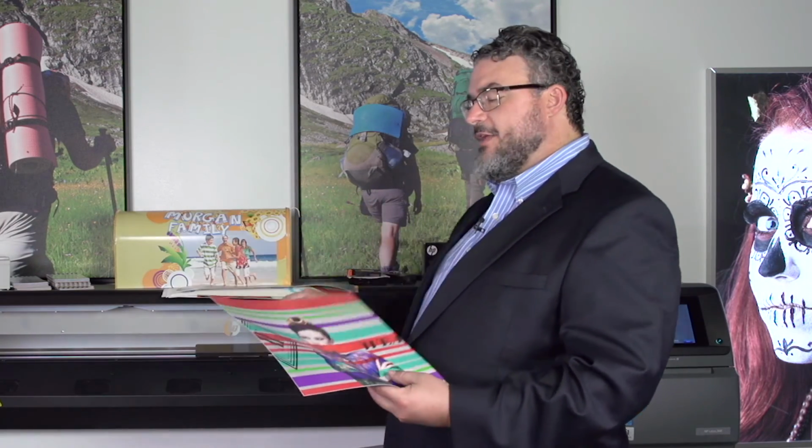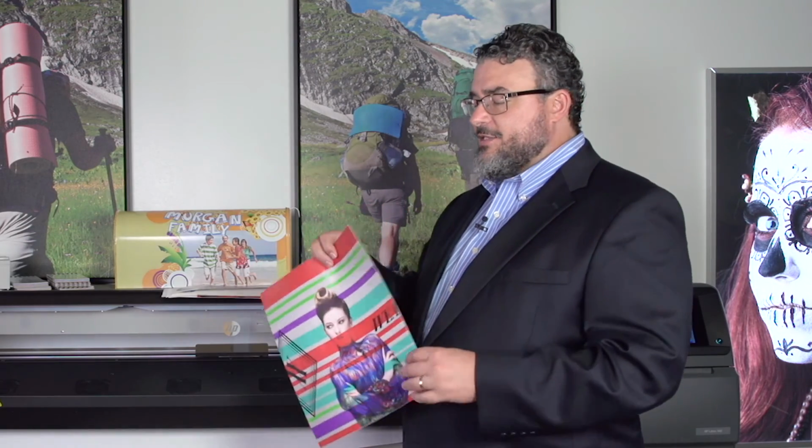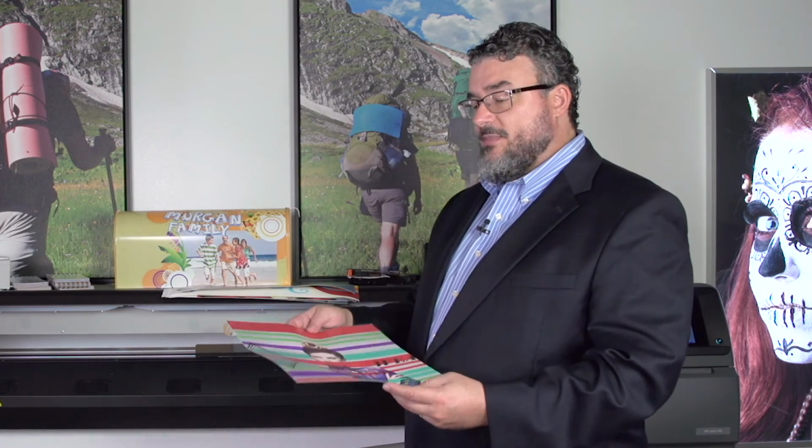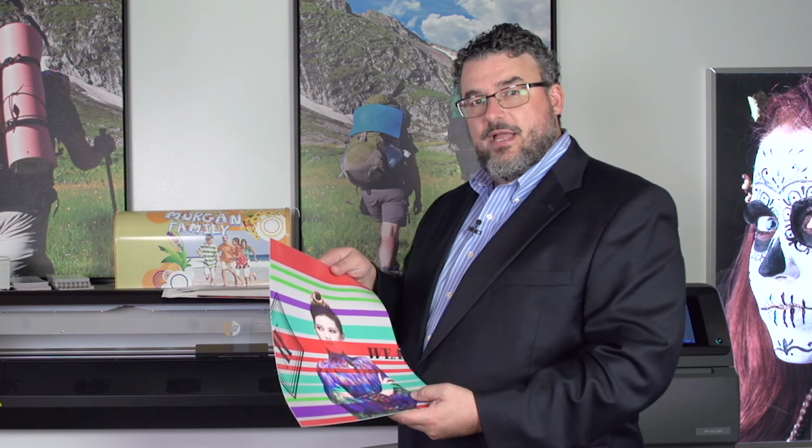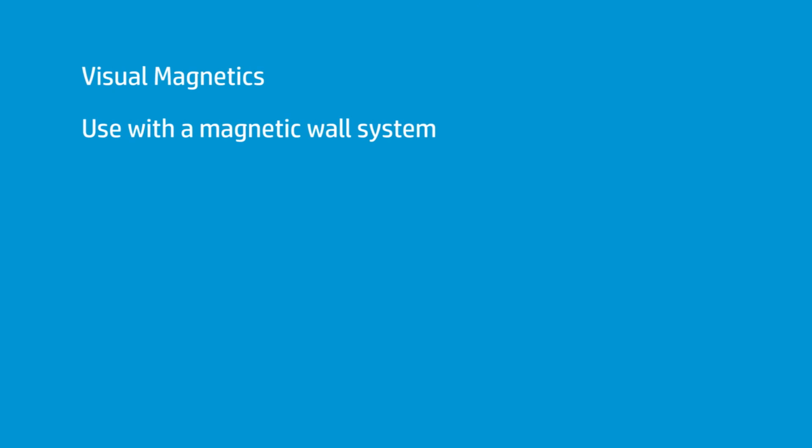And then just as sort of an unusual one, this is Visual Magnetics. Visual Magnetics specializes in magnetic wall systems. So in this case, it has an iron-based film, and then you put the magnetic system on the wall itself, and then this is attracted to it. This is just sort of another way to print on magnetic-based wall systems.